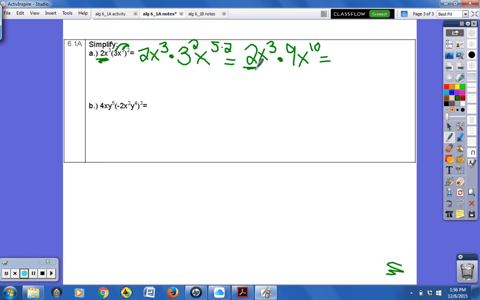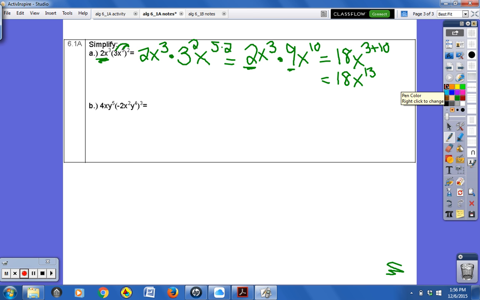I can multiply my regular numbers. 2 times 9 is 18. And I can combine those x's, and since this is multiplication, I add the exponents. So 3 plus 10 gives me an answer of 18 x to the 13th. And that is our final solution.